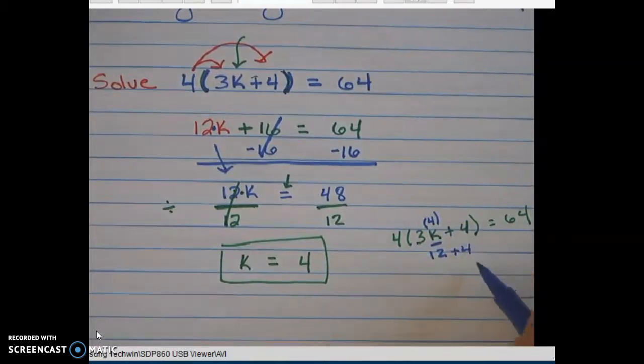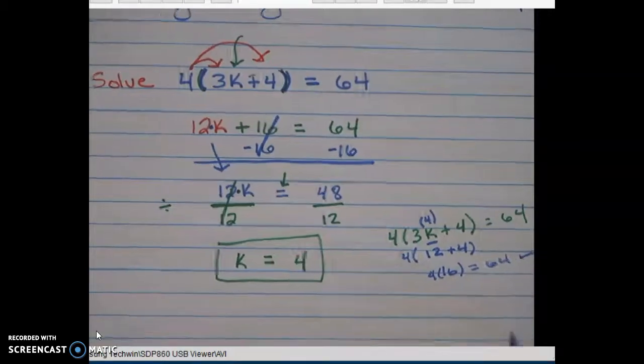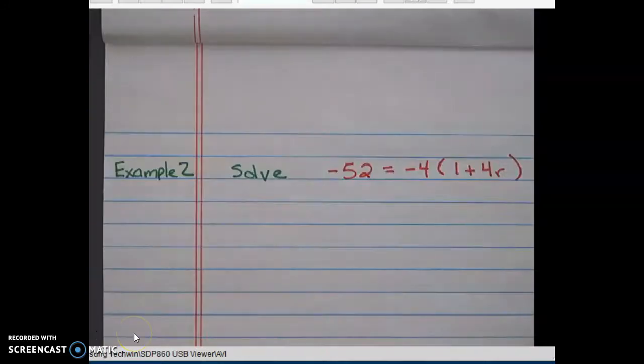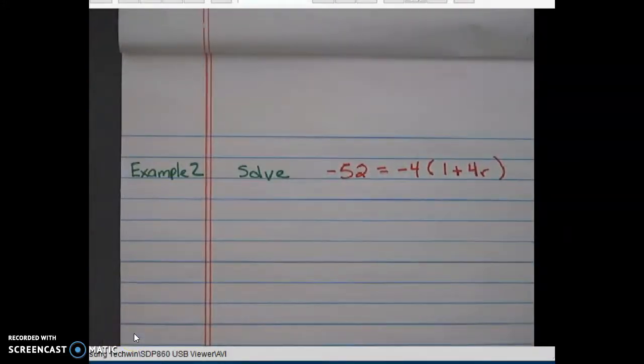12 plus 4 is 16. 16 multiplied by 4 does give me 64. So I know my answer of k equals 4 is correct. All right, now that you've seen me do a problem, let's work a problem together really quick. So just follow along.